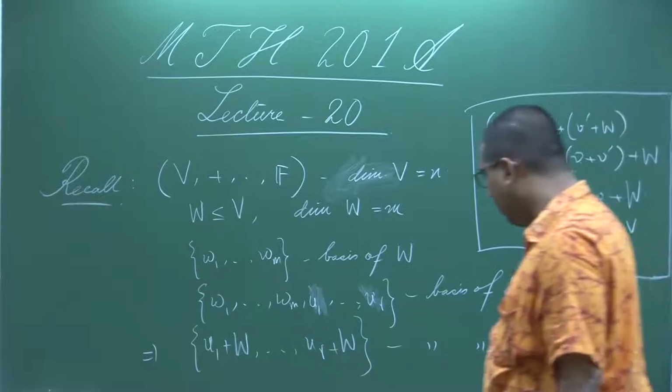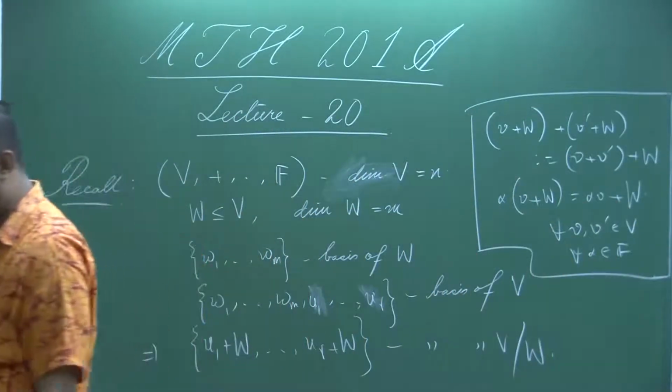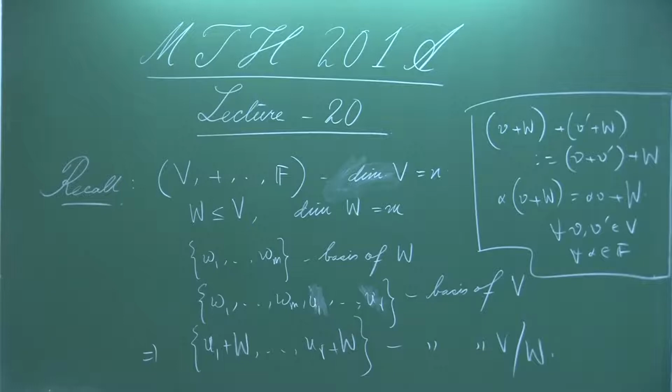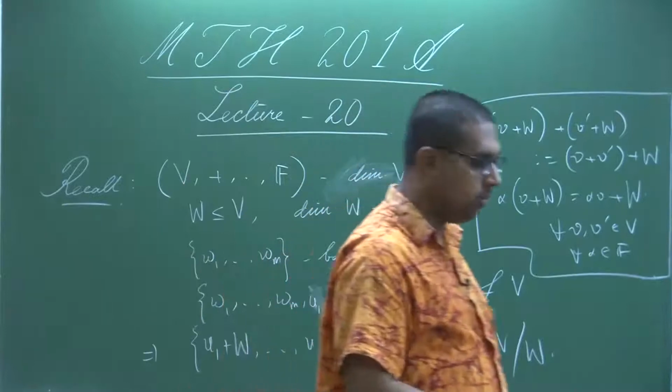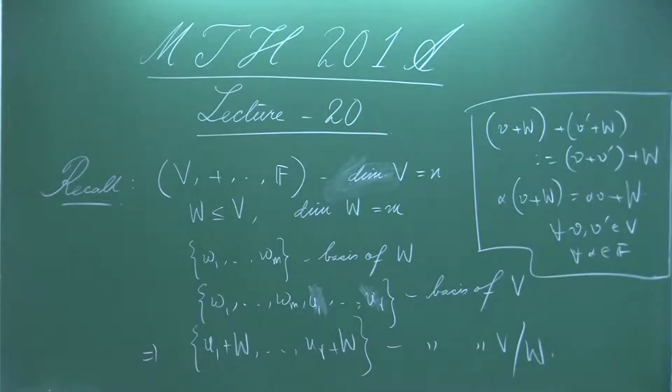So, this tells you the dimension of the quotient space, given the dimension of V and the subspace dimension of W.